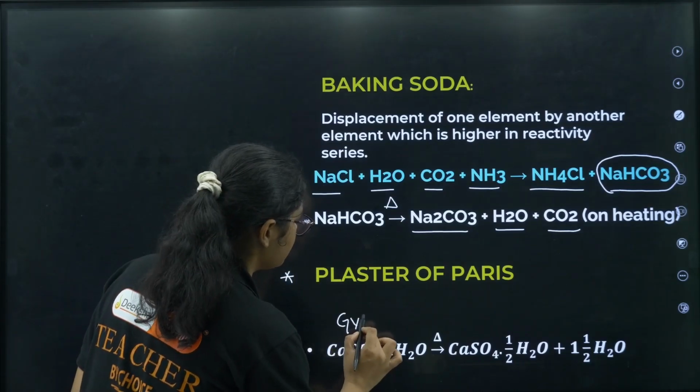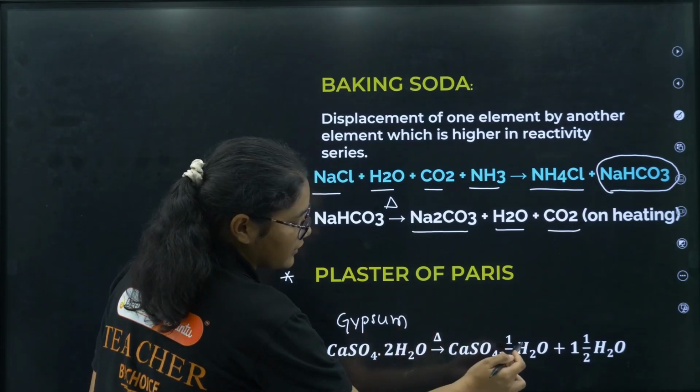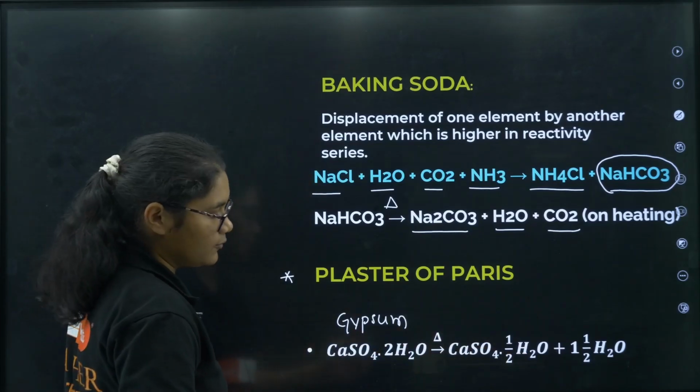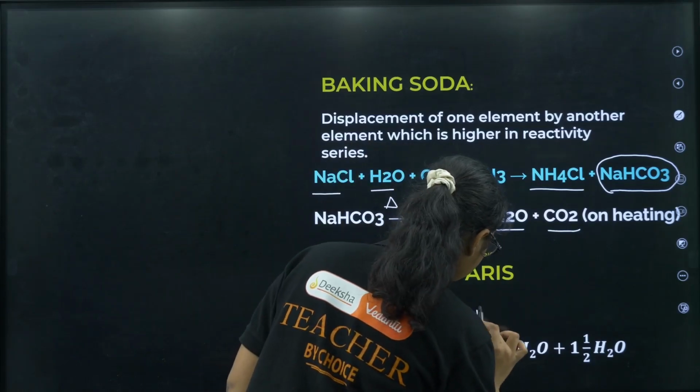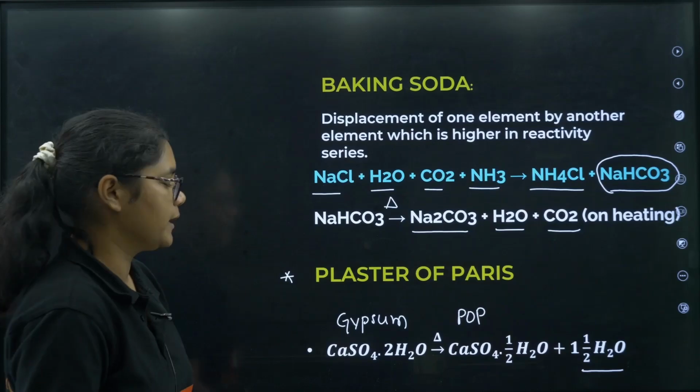Now there is one more important compound, plaster of Paris. Calcium sulphate dot 2H2O, that is your gypsum, right? When heated you get calcium sulphate plus half H2O, that is your hemihydrate, and this is your plaster of Paris, plus 1.5 H2O.